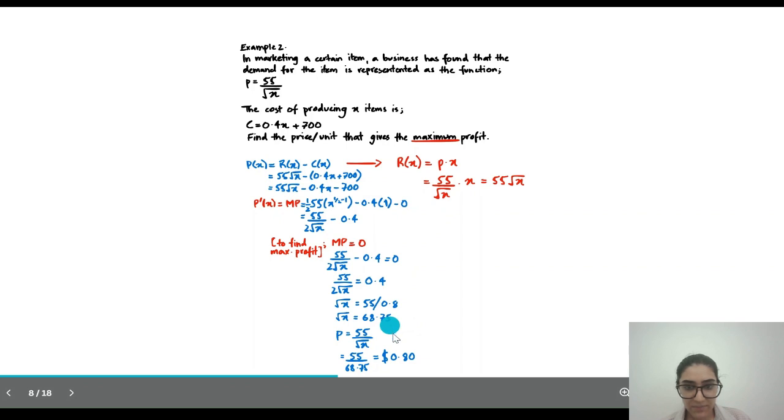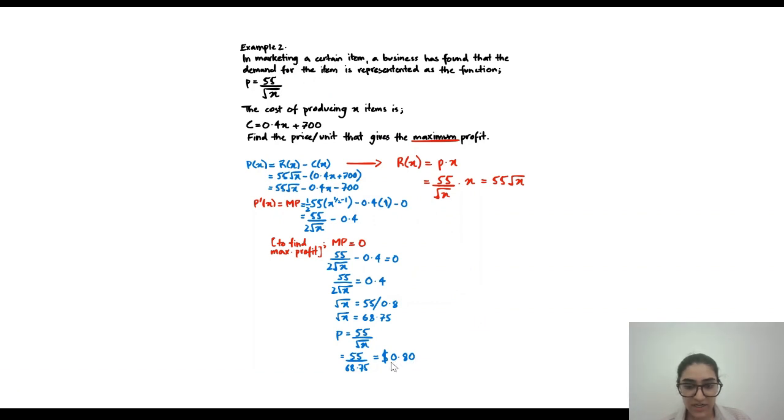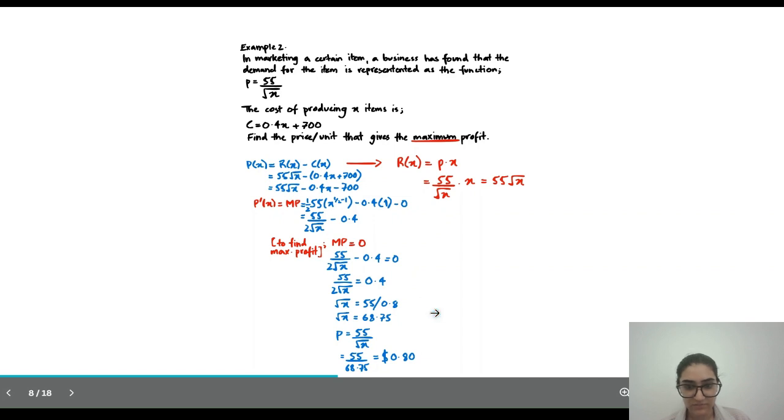Now putting it back into our demand equation, we can deduce that we have to charge $0.80 or 80 cents per item that we're producing to maximize the profit.